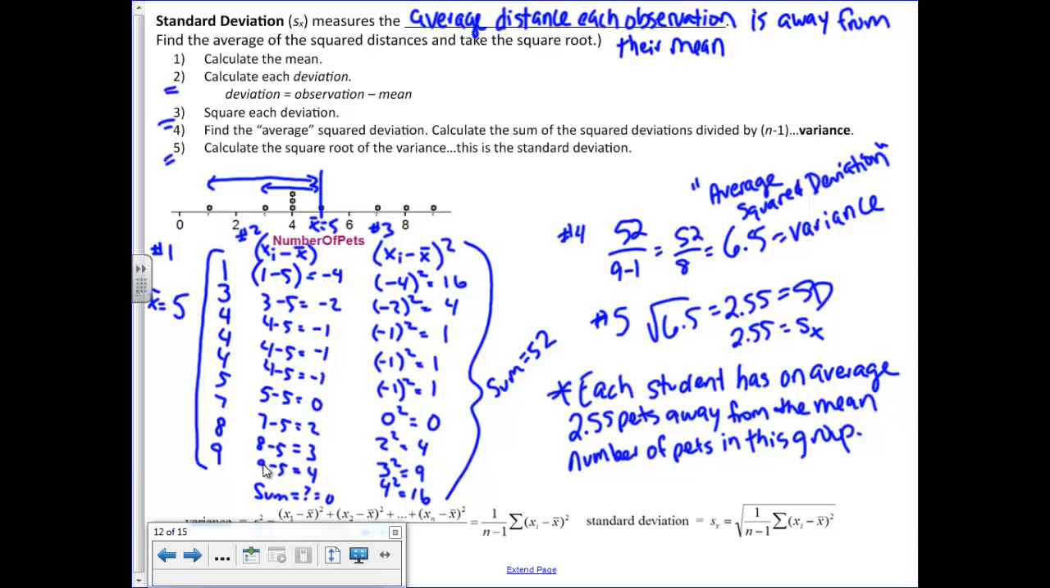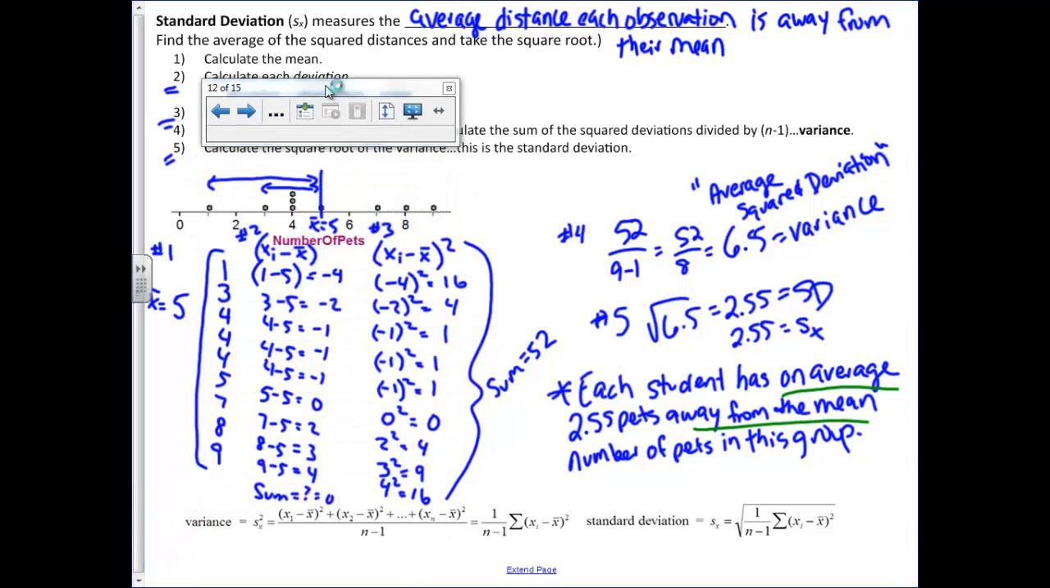Again, it takes a little bit to wrap your mind around, but each student has, on average, and this is absolutely key, on average, 2.55 pets away from the mean. So if I find the mean number of pets for that group, each of those students in that group, how many pets do they have away from the mean number of pets? 2.55. So average distance each observation is away from the mean. That's key. If I say, hey, which of these is the correct interpretation on a test, you'd want to know average distance from the mean. Average distance, each of those are from the mean.